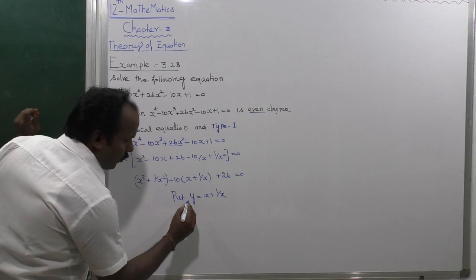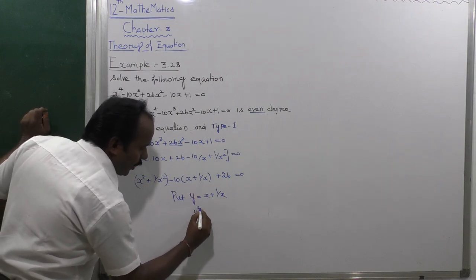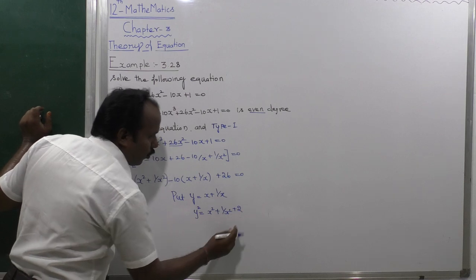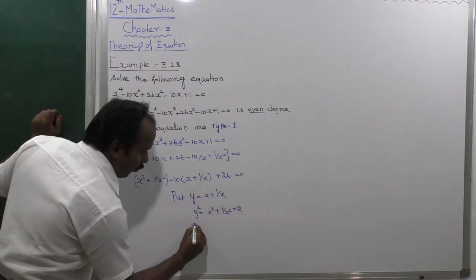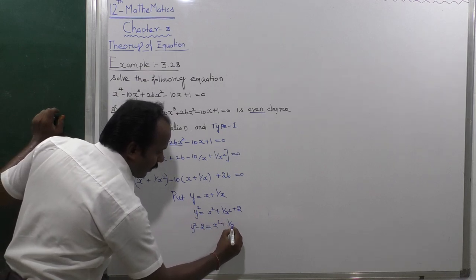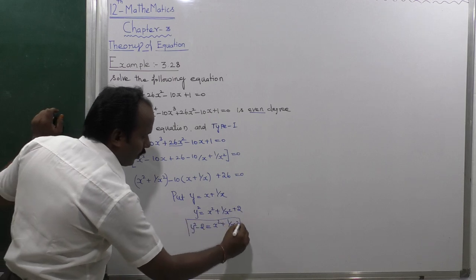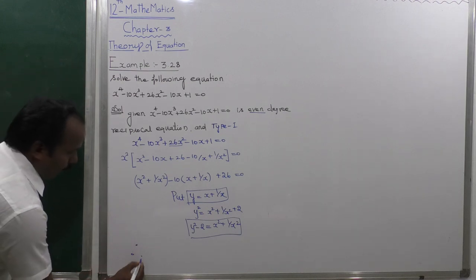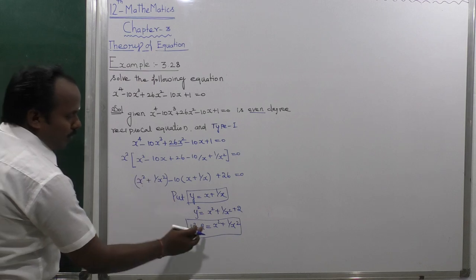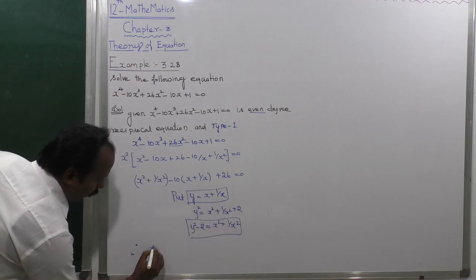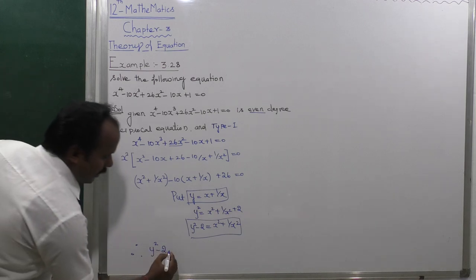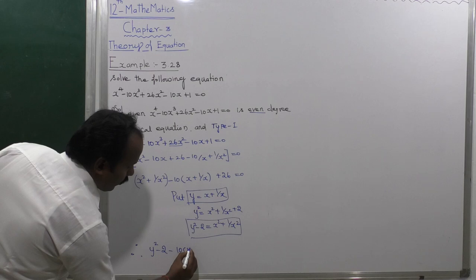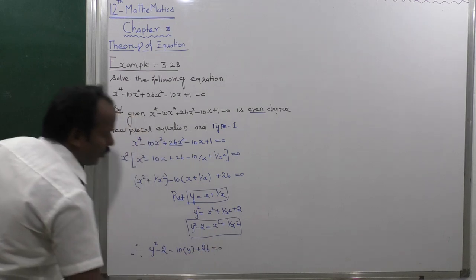Squaring both sides: y² = x² + 1/x² + 2, using the (a + b)² formula. Moving 2 to the left side, y² − 2 = x² + 1/x². Therefore x² + 1/x² = y² − 2. Next, −10 into (x + 1/x), where x + 1/x = y, so −10y + 26 = 0.